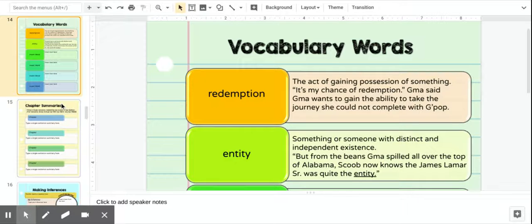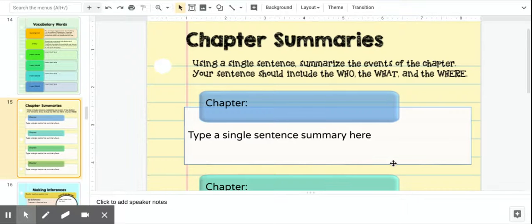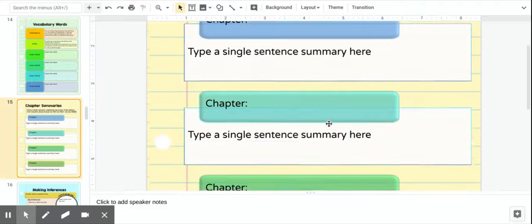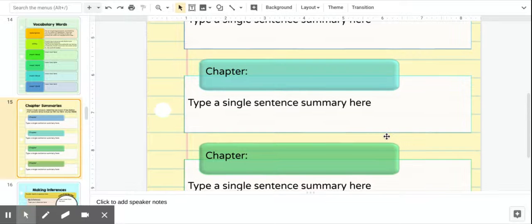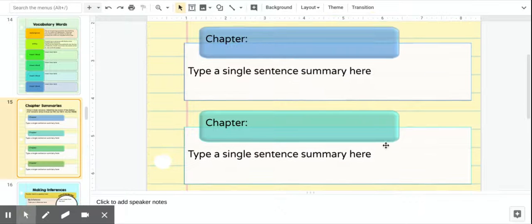Okay. Chapter summaries, slide 15. This is a great place for you all to do some quick summaries of your own book. Do you have to do it for every chapter? No, maybe for the really important ones. Maybe your book has lots of chapters, but maybe chapter 7 was really, really important and you might want to just jot a summary. Okay?